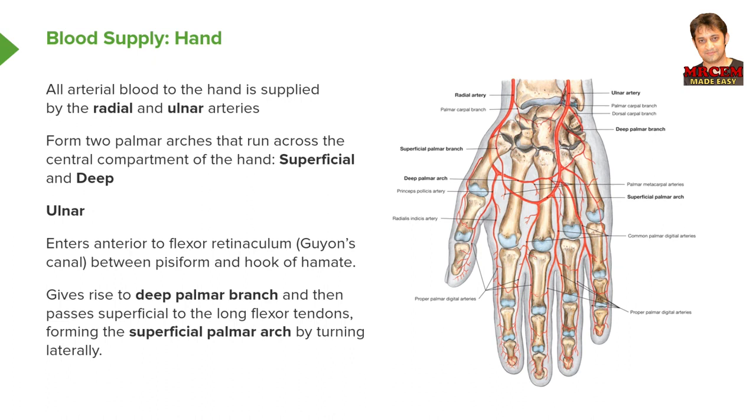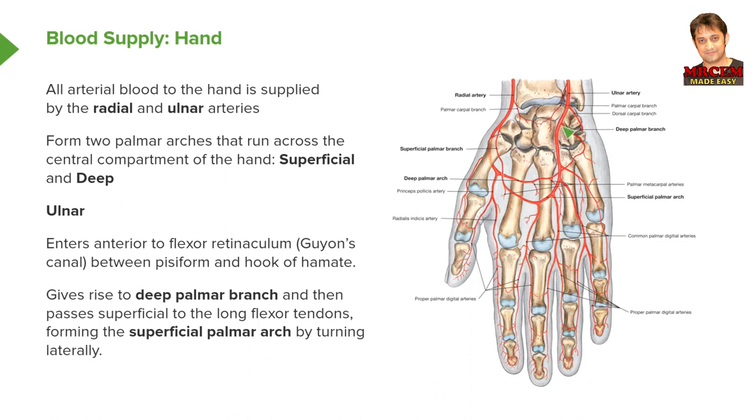If we just look at the ulnar artery, first of all, then the ulnar artery, we can see, enters anterior to the flexor retinaculum. Remember, it's running in Guyon's or the ulnar canal. It's running between pisiform and the hook of hamate. It's running into the hand. We can see it's giving rise to its palmar and dorsal carpal branches here.